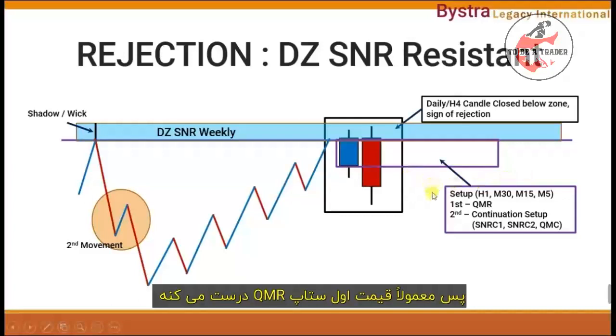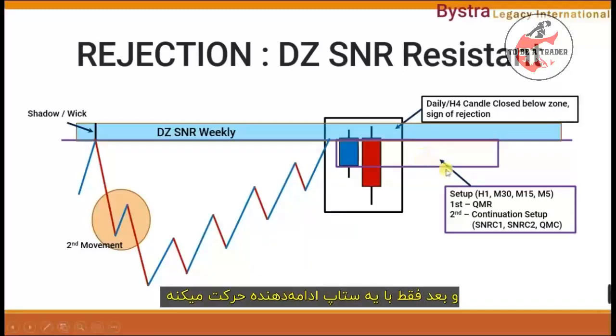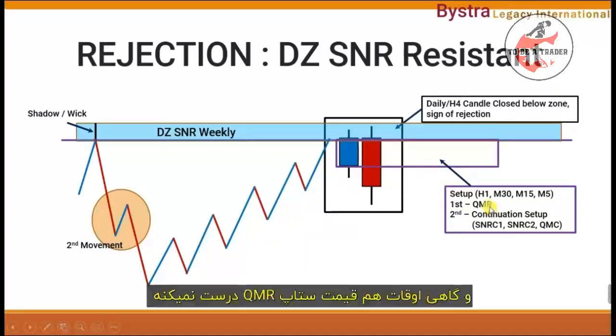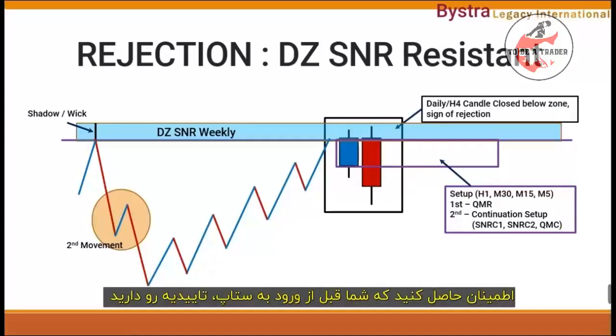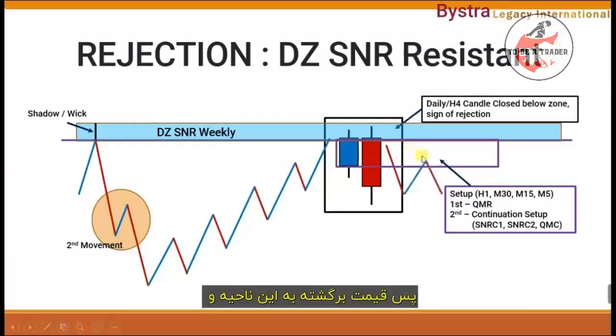So normally price will make a QMR first, okay, and only then comes the continuation setup. And sometimes price doesn't make a QMR, it goes straight to the continuation setup. Whatever it is, make sure you have confirmation before we enter the setup. So price comes back into this area and continues on the new trend.